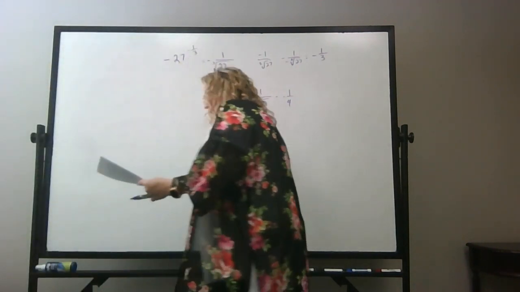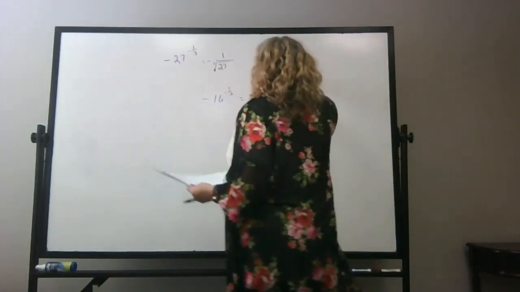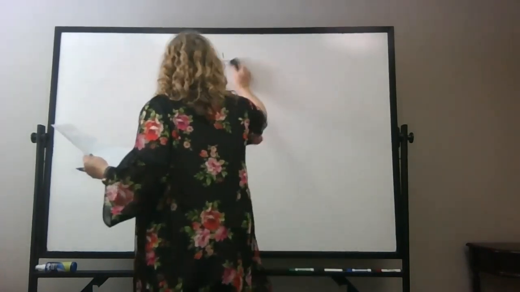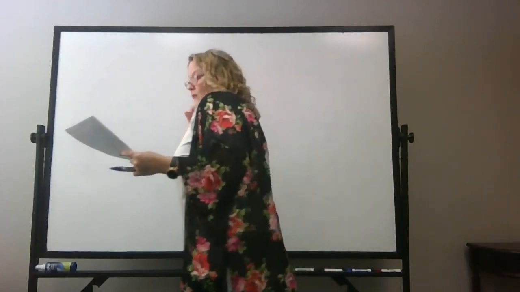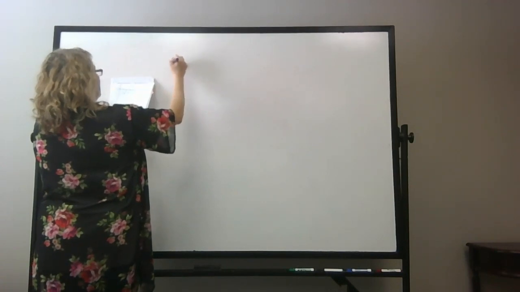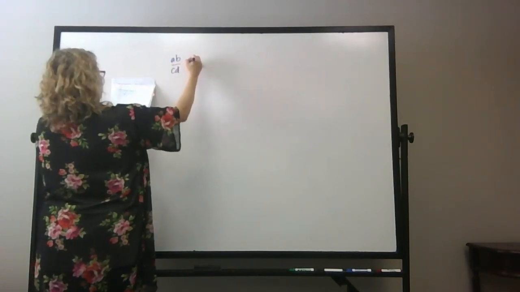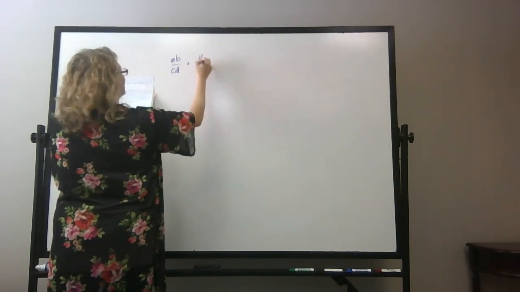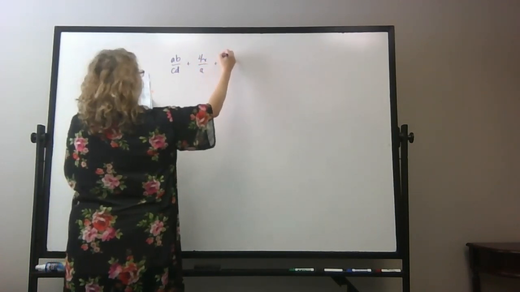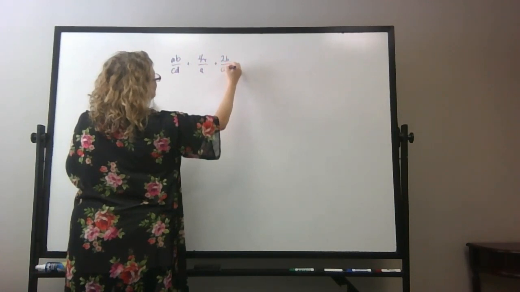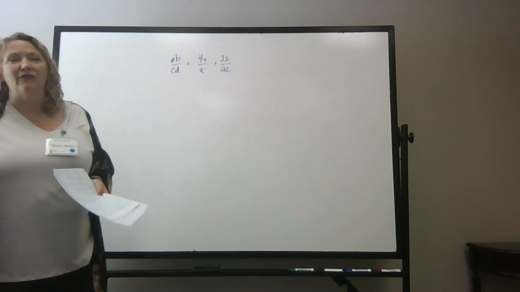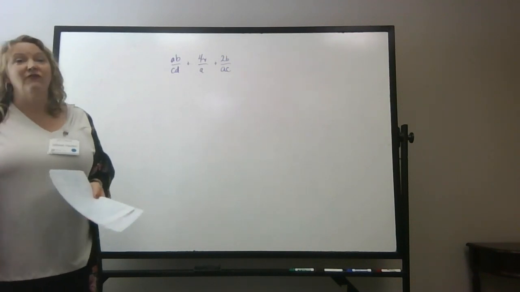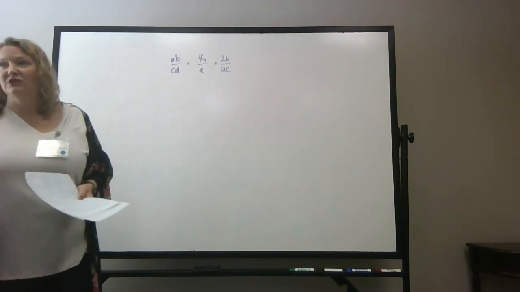Lesson 36. The title here is Contrived Problems. In contrived problems, we're going to have, say, something like AB over CD plus 4x over A plus 2B over AC. And you're looking at this and going, when am I ever going to use this in my life? You're never going to be faced with something like this. You're not going to do this in your real life.